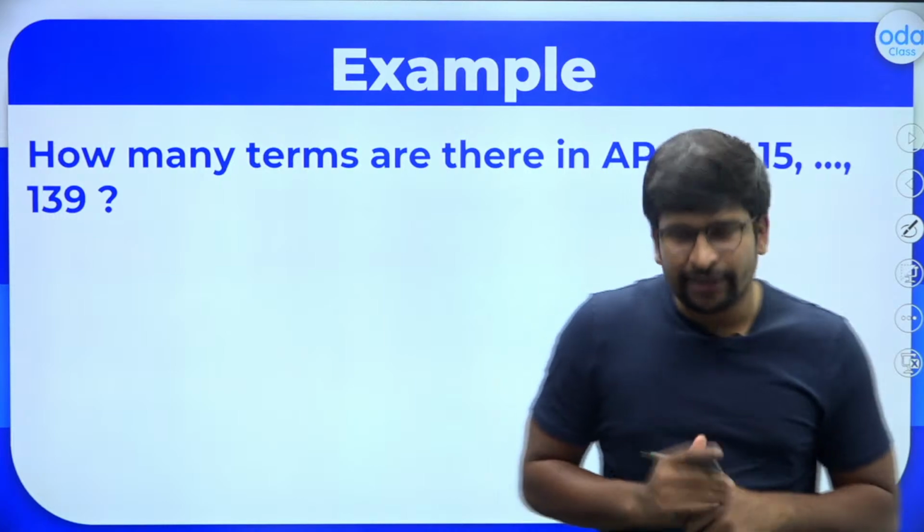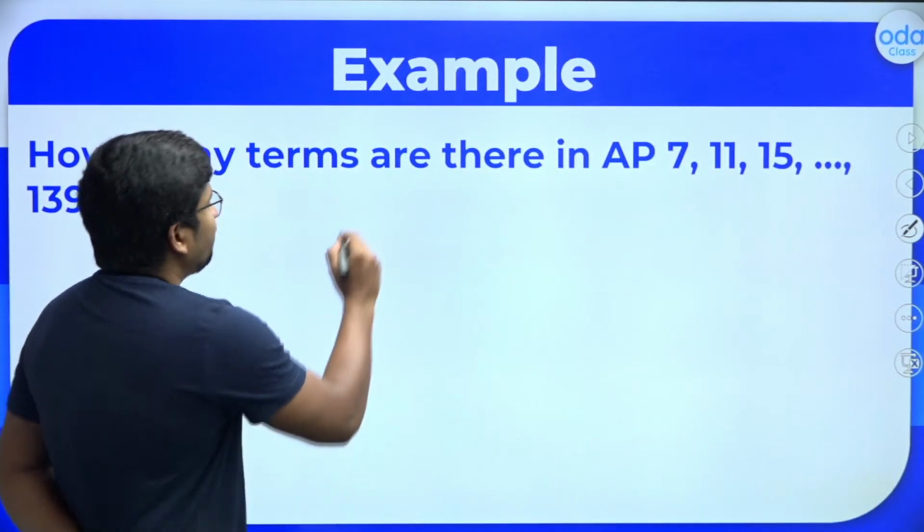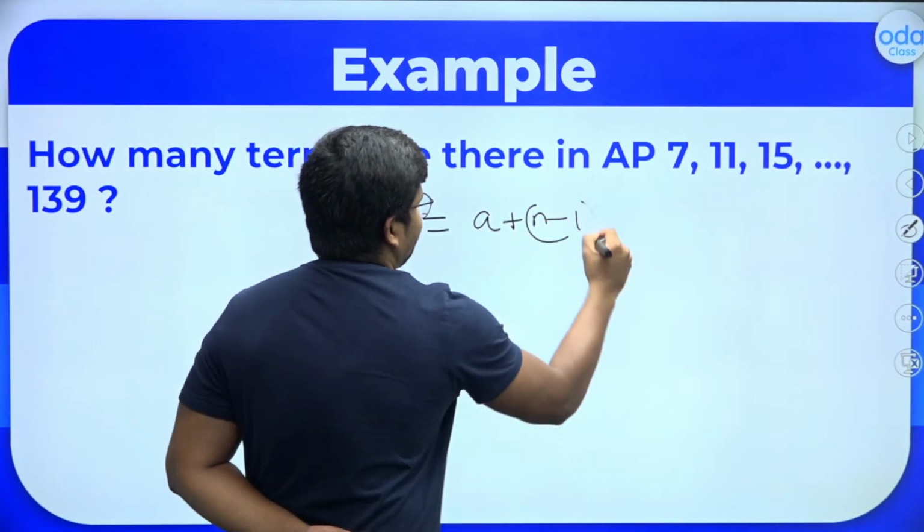You know the normal method of doing it? How many of you know the normal method? I'll first show you the normal method. You know that the nth term of an AP is A plus (n minus 1) into D. Correct?